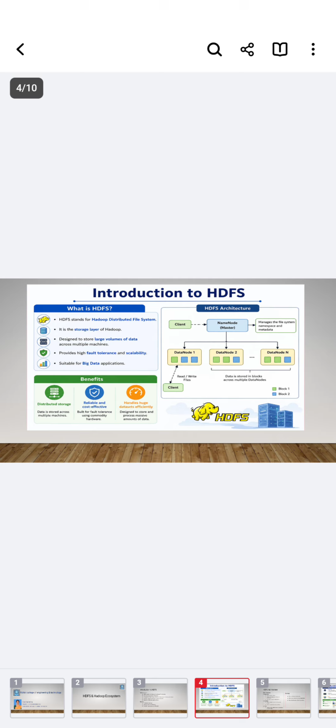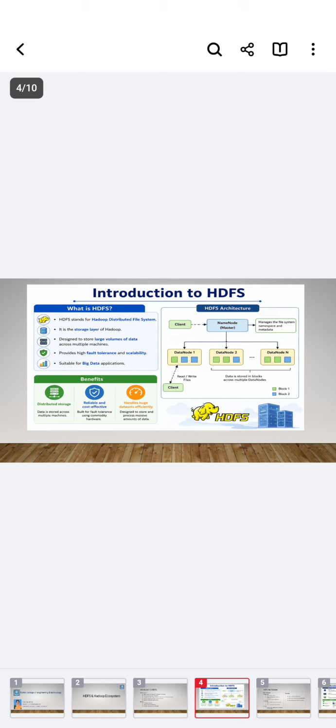So HDFS works using a master-slave architecture consisting of two primary node types. One is a name node, another one is a data node. The name node is the master node. It does not store the actual files. Instead, it manages the file system directory and stores the metadata, essentially a map showing exactly which computer holds which pieces of data.